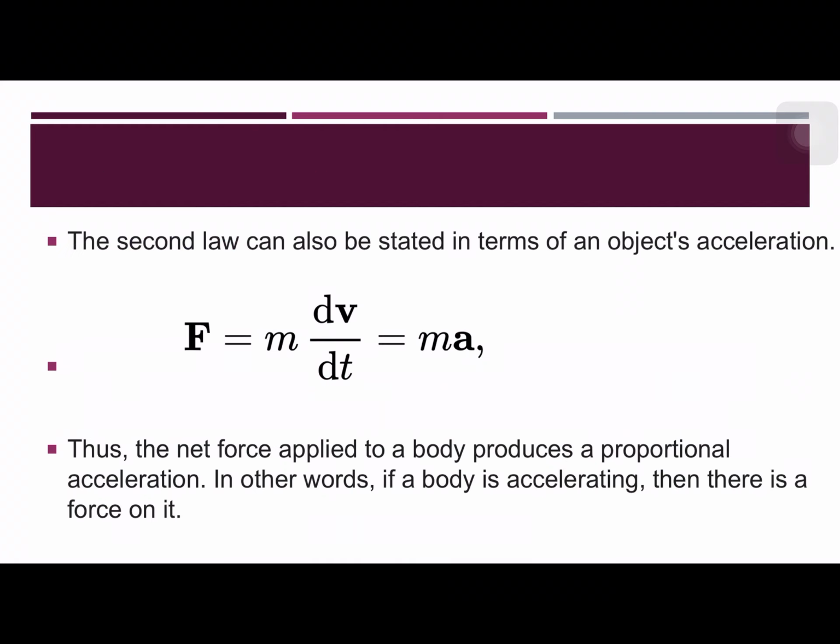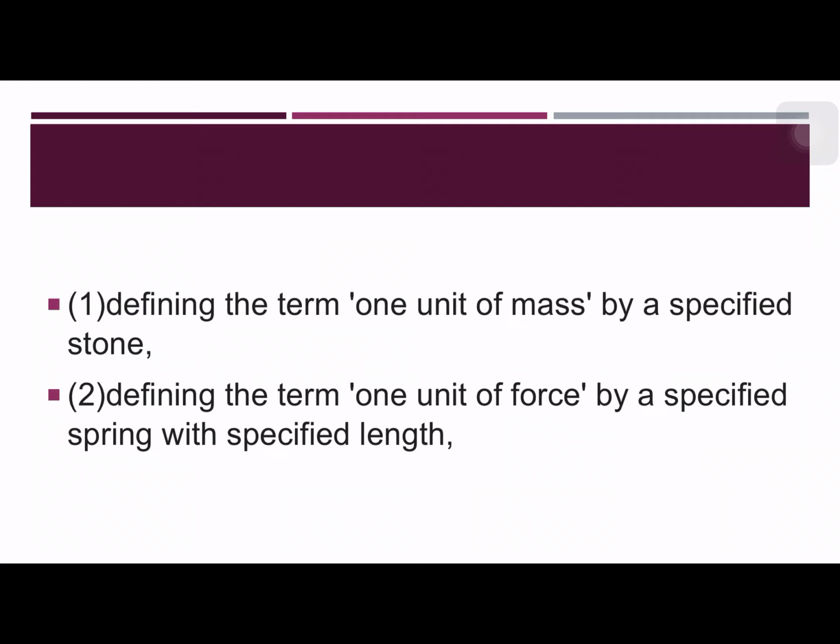So the second law can also be stated in terms of an object's acceleration. F bar equal to m into dv bar by dt, that equals m into a. Thus, the net force applied to a body produces a proportional acceleration. In other words, if a body is accelerating, then there is a force on it.